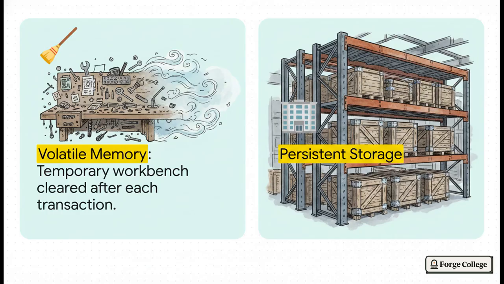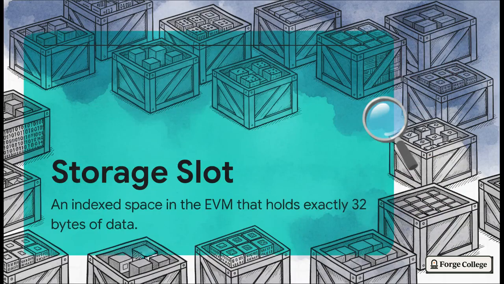It survives between transactions. It holds your token balances, your contract owners, your app's absolute truth. But because it's permanent, the EVM charges a hefty premium to store anything in there. And the fundamental building block, the basic unit of this persistent warehouse, is what we call the storage slot.